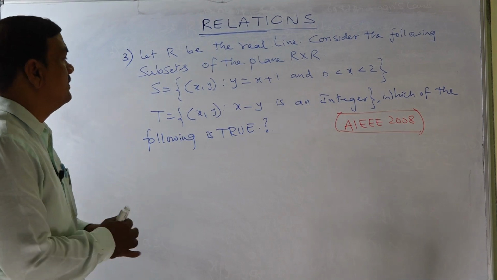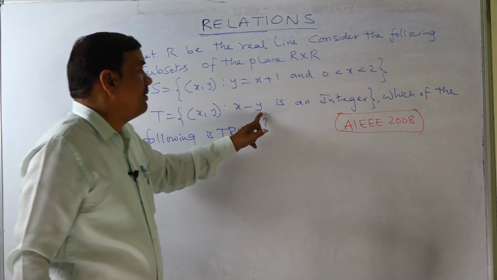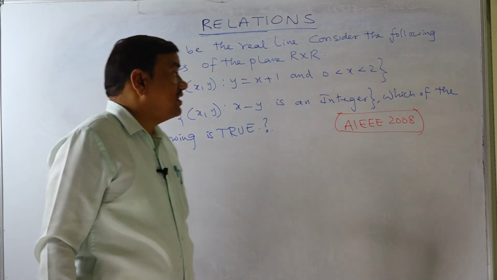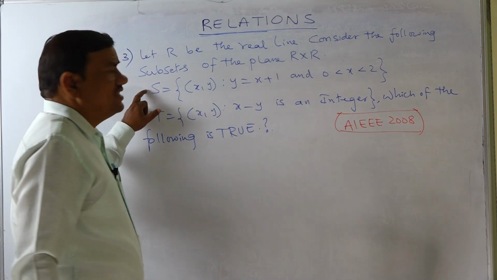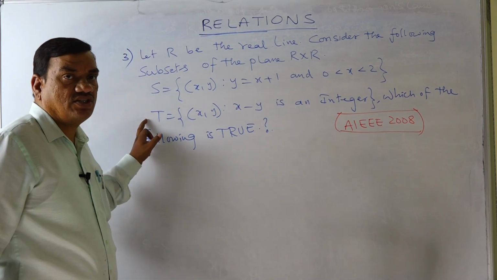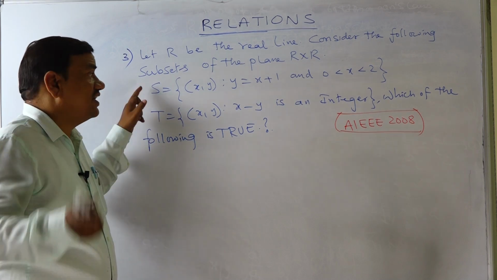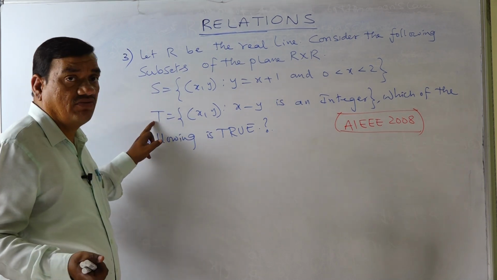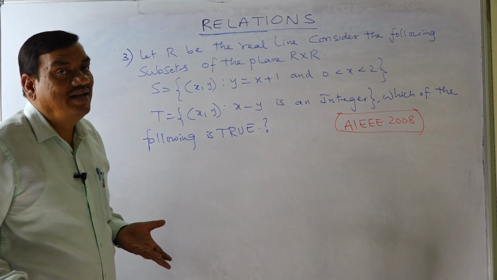So let us see that. The second set is given by (x, y) such that x minus y is an integer. Then which of the following is true? Here are the options: S is an equivalence relation, T is an equivalence relation; both are equivalence relations; both are not equivalence relations; S is an equivalence relation, T is not; T is an equivalence relation and S is not.